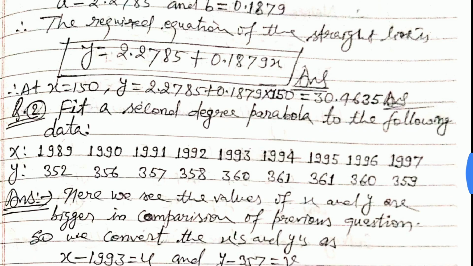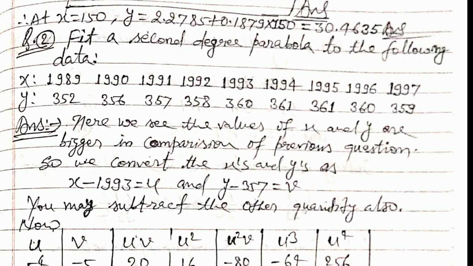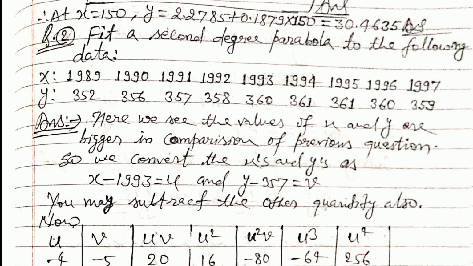If we go to the next question, it is a little bit interesting. Fit a second degree parabola to the following data. The values of x and y are given, and the question is a little bit lengthy. The data is long: x and y contain 9 values, so here n is equal to 9.